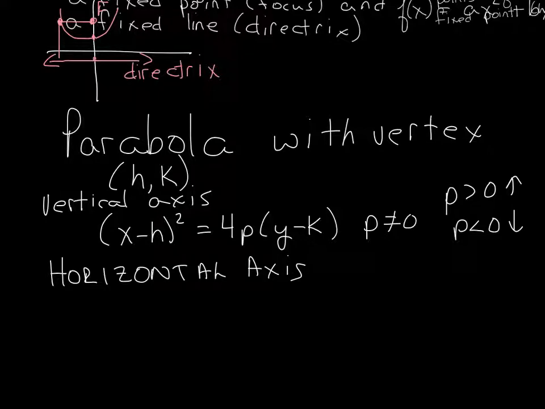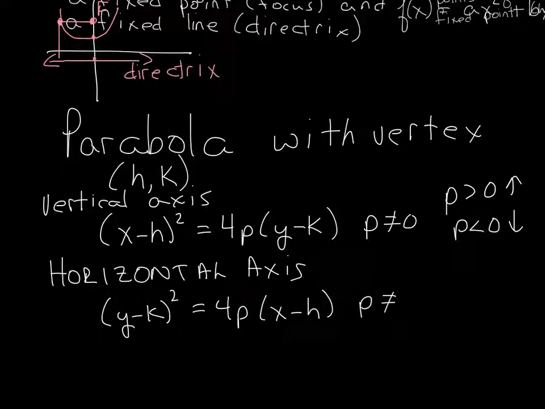All right, if we have a horizontal axis, then our equation is in the form (y minus k) squared equals 4p times (x minus h). Notice the 4p stays the same. Again, p cannot be 0. If p is greater than 0, it opens to the right. If p is less than 0, it opens to the left.